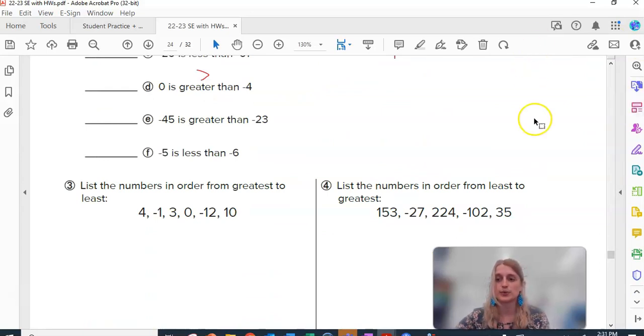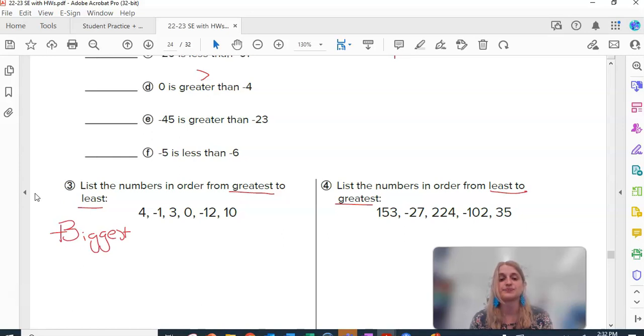All right, for this one, we really need to watch out for our directions in our orders. This one says go from greatest to least. This one says least to greatest. So greatest to least means you're starting with the biggest number, which is usually the most positive. Biggest. Look how I made a biggest out of that positive sign. And a negative sign, least. There we go.